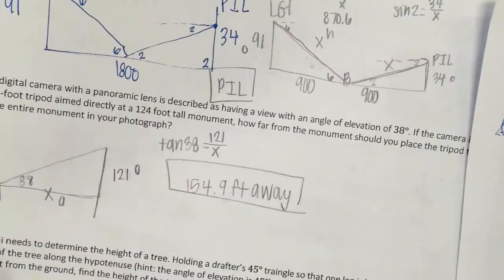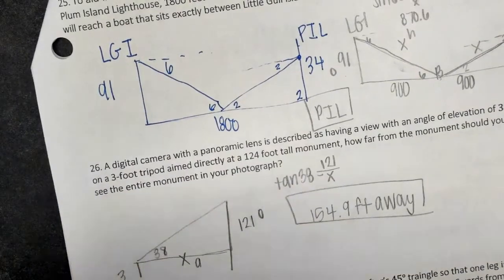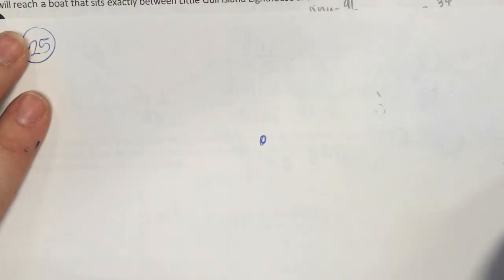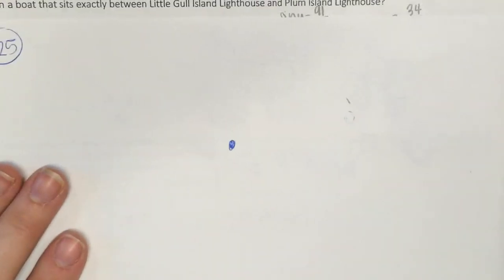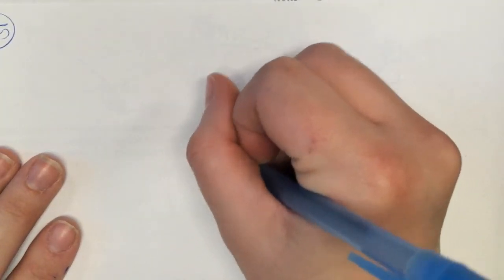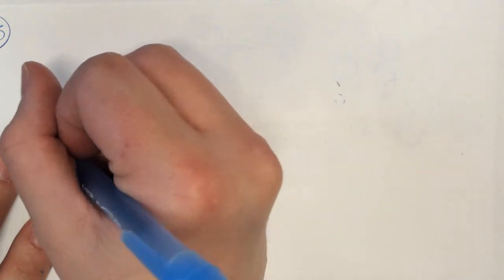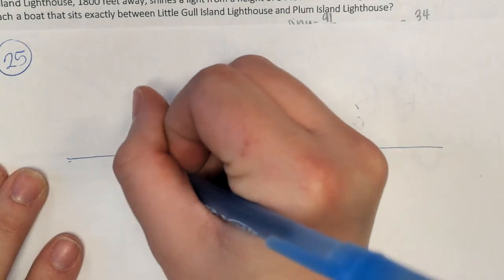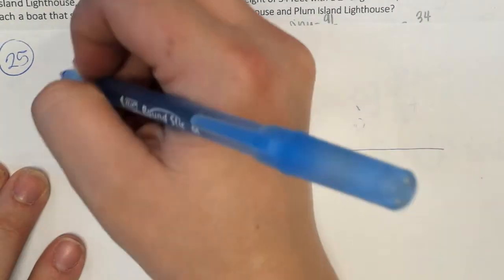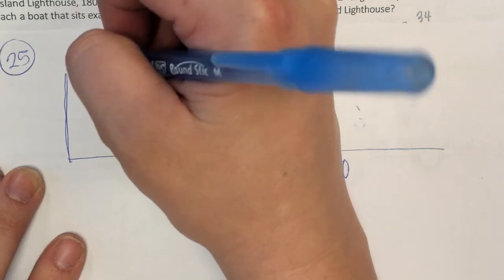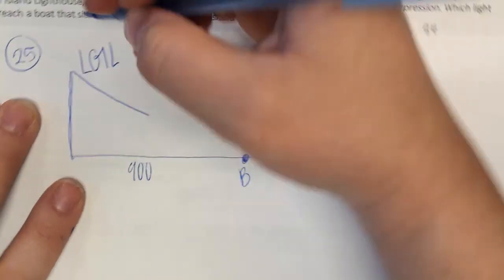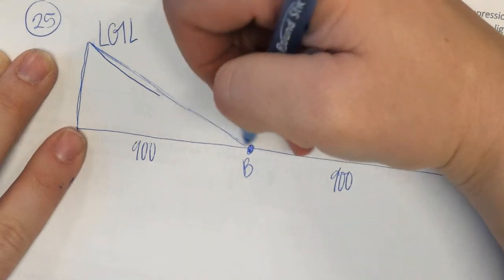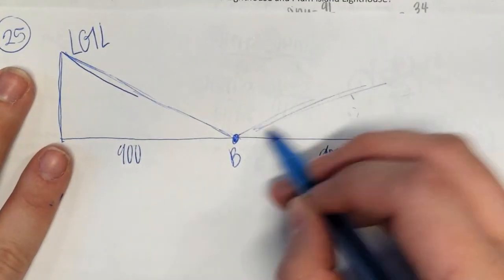All right, 25. So I'm going to reset this one up again. What's happening is we have 2 lighthouses and a boat in the middle. If you need to pause and read the question, do that, because I've already read it, so I'm just going to keep going. Here's your boat. Now the question says that the 2 lighthouses are 1,800 feet apart, which means they're 900 and 900 from the boat. So here's Little Gill, and I'll try to sketch this so it goes straight there. And then over here, it's not quite as tall.